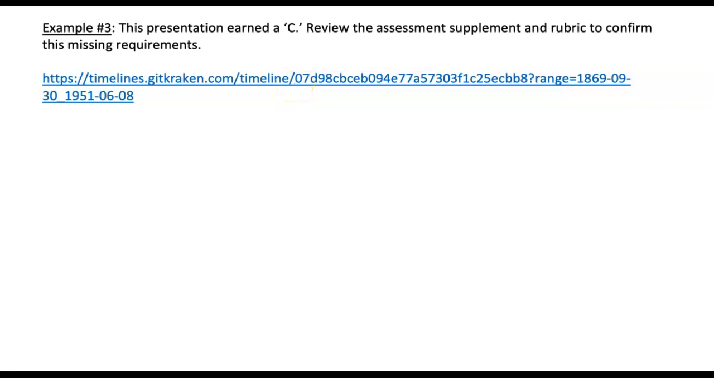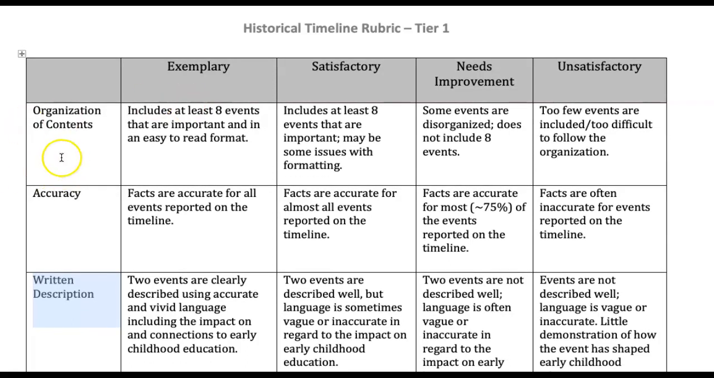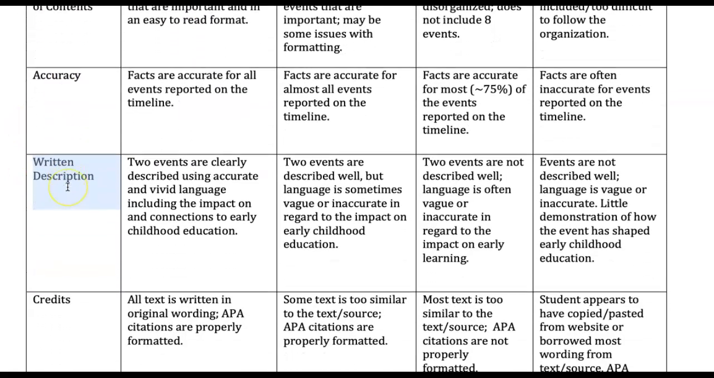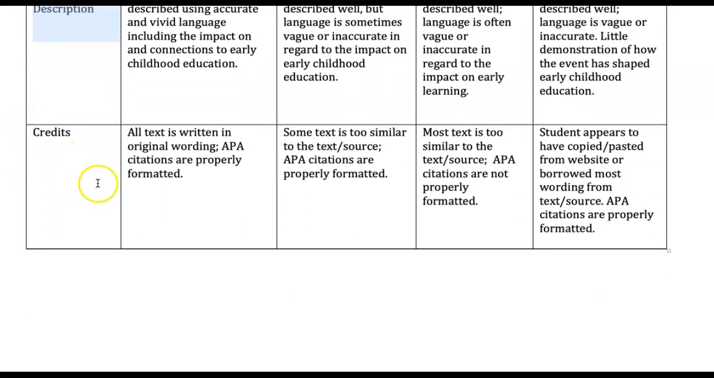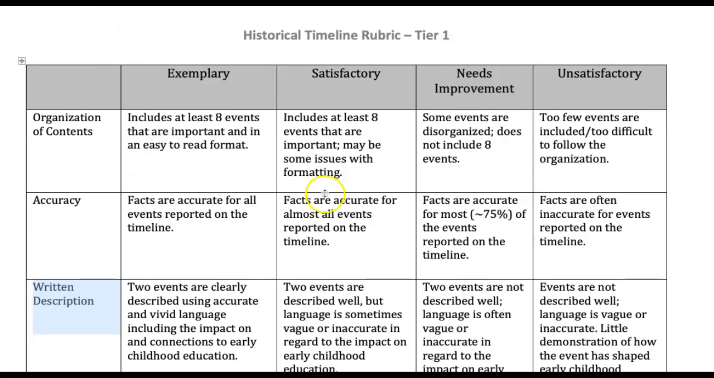and you can click into this link. It's an active link to review. The final document posted is the Historical Timeline rubric. There's a rubric for Tier 1 as well as for Tier 2. The criteria here are how you've organized your content, the accuracy, the written description, and the credits. That is the Tier 1 rubric. Make sure that you've read this. You're shooting for exemplary. So go over it, use this rubric and the Tier 2 rubric to follow along with your presentation slides. Are you meeting the requirements of the rubric, which tie back to the assessment supplement?